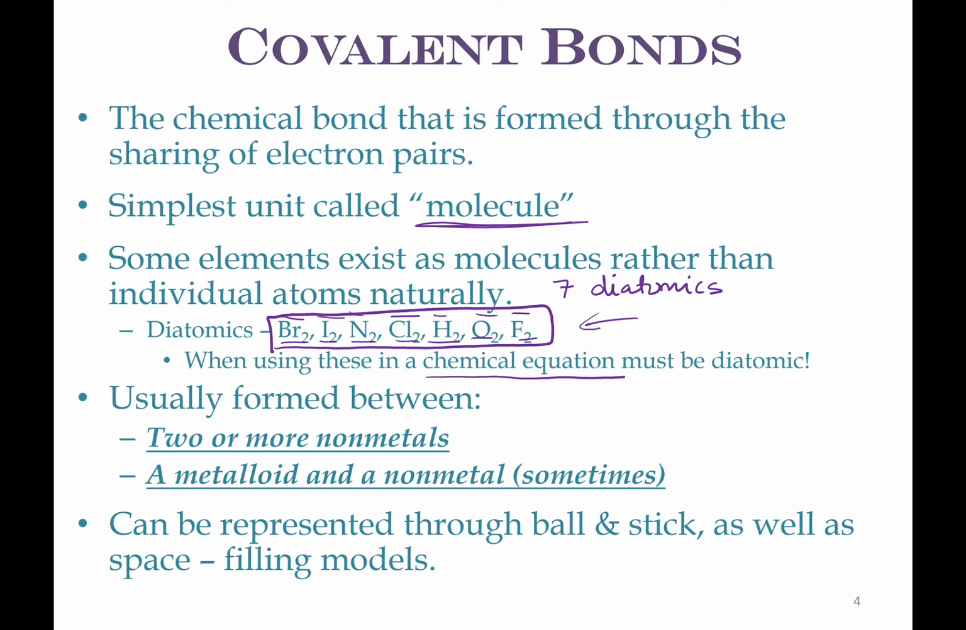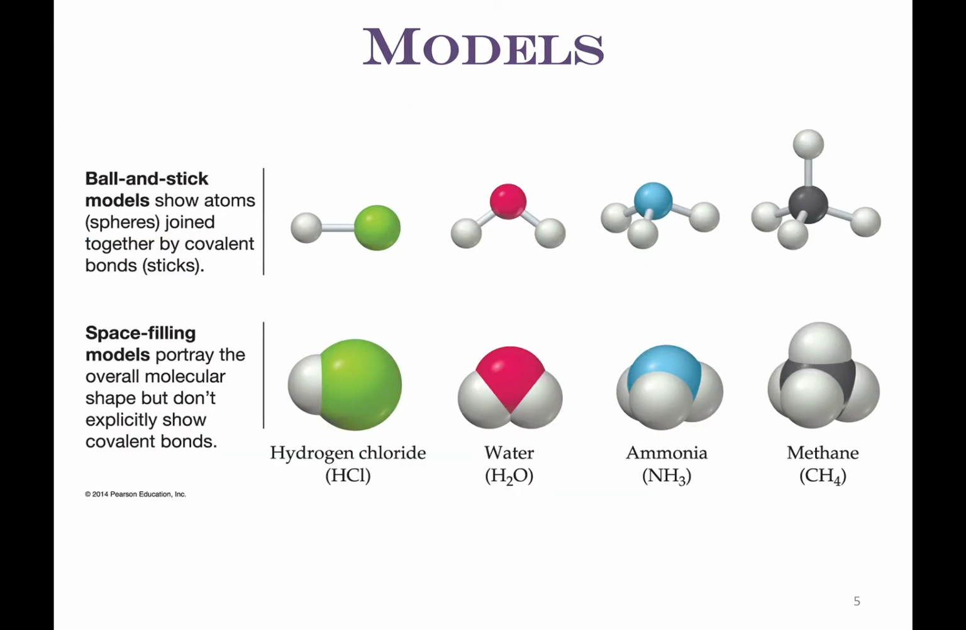So covalent bonds are generally formed between 2 or more nonmetals, and a metalloid and a nonmetal. Sometimes for this class, for naming purposes, we're going to go with it, but these are generally. There are always exceptions, right? And we can represent these through what are called ball and stick models as well as space filling models, and we're going to use what are called Lewis dot structures later on. These are ball and stick models, and these are space filling models here.